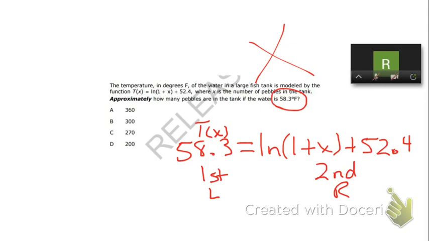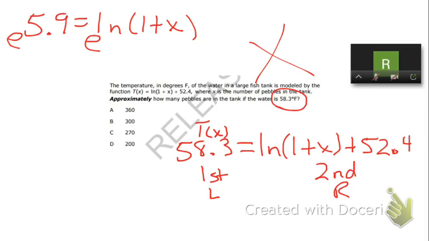If you really wanted to work this out, you could have subtracted the 52.4, and that would have been, let's see, 5.9 is equal to ln(1 + x). Then you take e to the power on both sides, so e to the 5.9. That cancels off, so we're left with 1 + x. Then you subtract your 1, and that is also the answer. It just doesn't give you one of those nice answers right there, but you can just plug that into a calculator and get it. Both ways work.